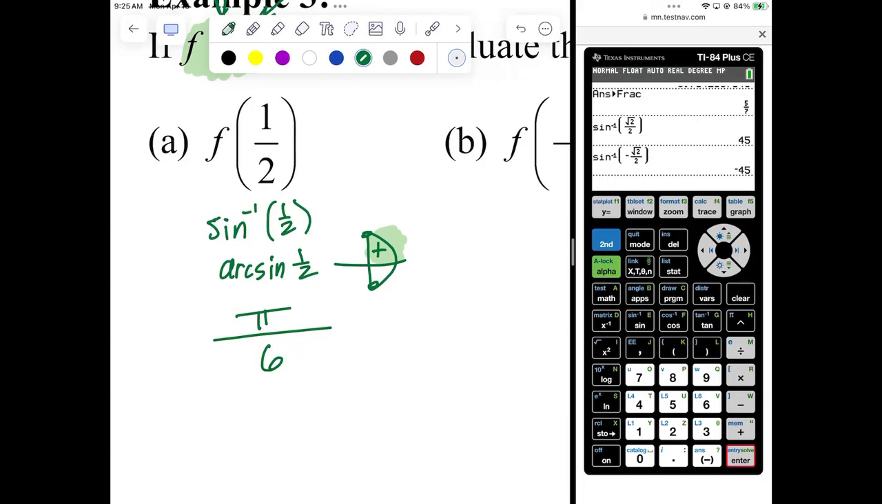Pi 6. What's sine of pi 6? 1/2. What's arc sine of 1/2? Pi 6. Now, let's do a follow-up question. What's sine of 5 pi 6? Sine of 5 pi 6 is still 1/2. So why is arc sine of 1/2 not 5 pi 6?